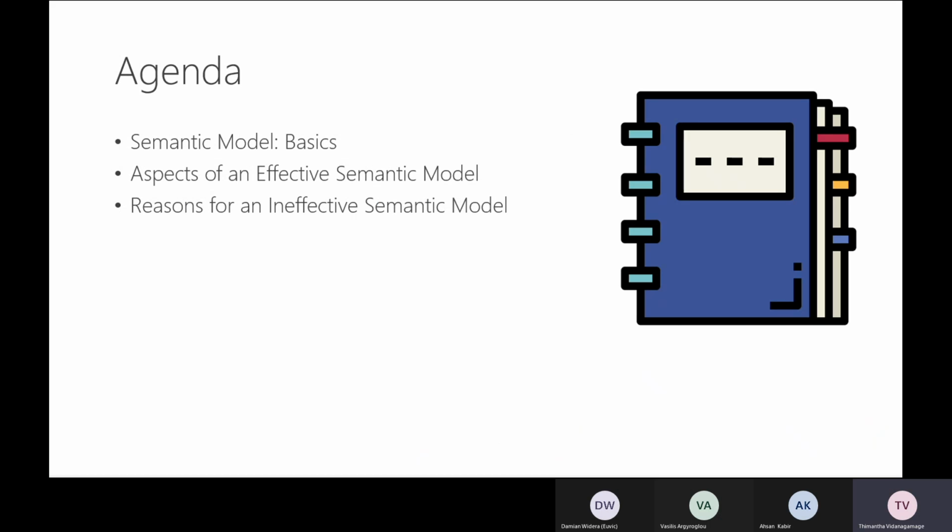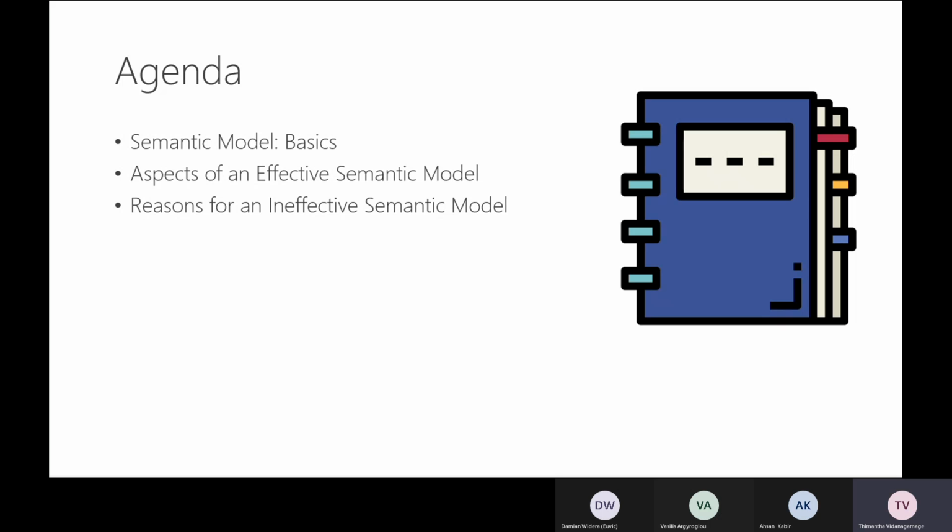Moving into the agenda for today, firstly, I will take you through some basics of semantic models as I did with the training sessions. And later on, we'll look at some important aspects of an effective semantic model and reasons for an ineffective semantic model. And finally, I'll be wrapping up this session by showing you some of those features and functionalities that would really make a difference in your semantic model, so your data models.